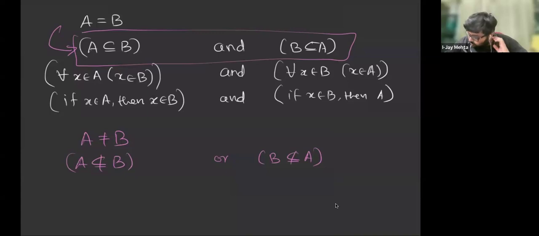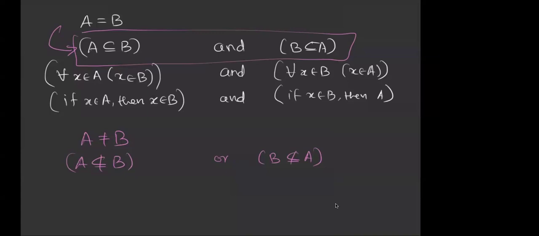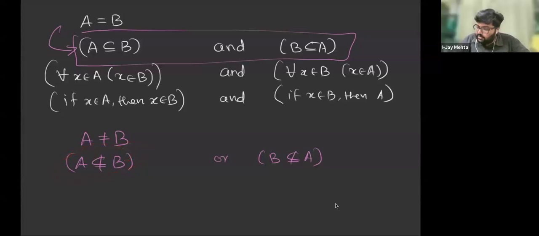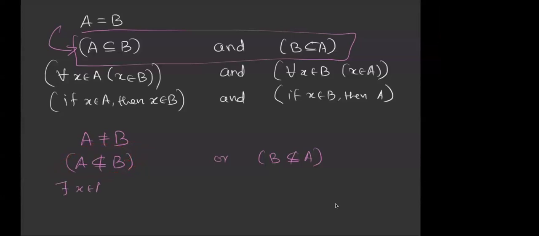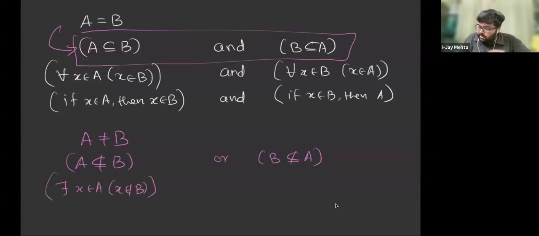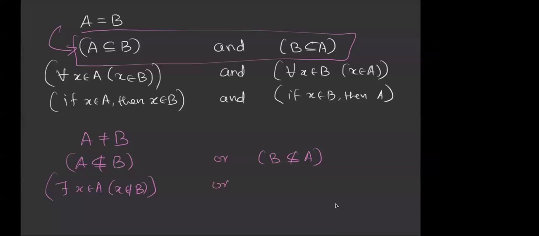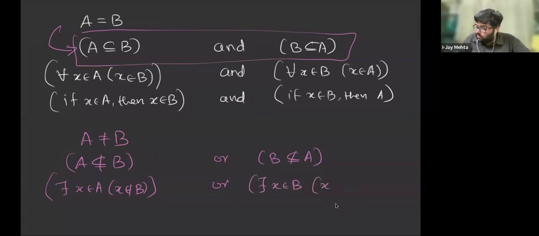Swati, can you tell what is the meaning of this? There exists x belongs to A such that x does not belong to B. Yes, very good. So either we can find some x in A which is not in B, or we can find some x in B which is not in A. Okay, so now coming back to this.